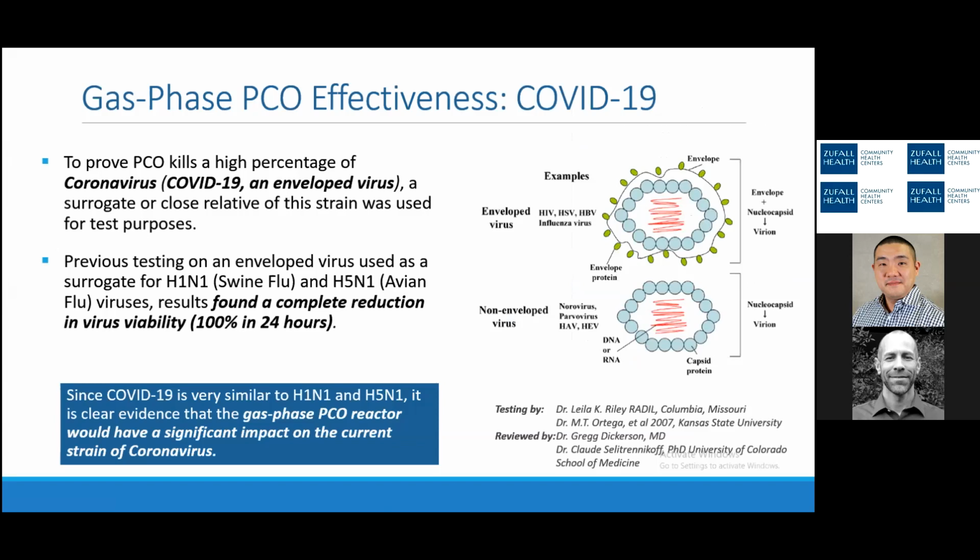Previous studies have shown that the UVX reactor is very effective at killing both swine flu and avian flu viruses. This is H1N1 and H5N1. They found a 100% reduction in 24 hours. Now, since COVID-19 is very similar to both of these viruses, the H1N1 and the H5N1 are surrogates, it's clear evidence that the gas phase PCO reactor should have a significant impact on the current strain of coronavirus.